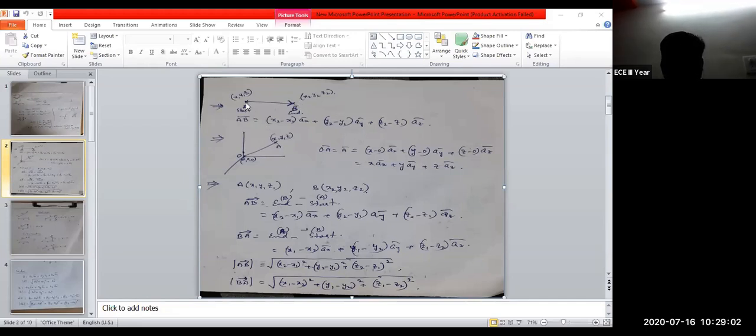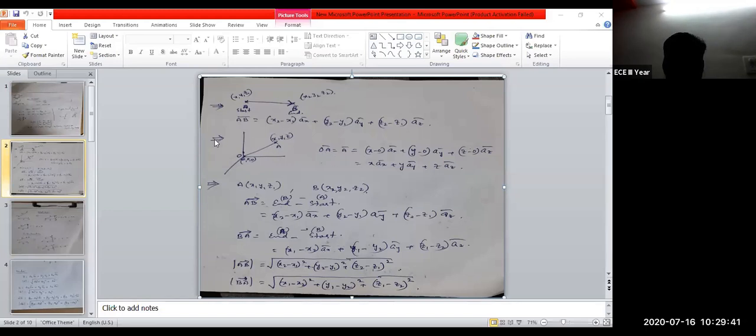So this is the starting point and ending point of AB bar. Suppose the starting point is placed at the center of the coordinate system, then x1, y1, z1 becomes 0, 0, 0. Any vector will have its own starting point and its own ending point. So the starting point here is 0, 0, 0 and the ending point is x, y, z. The starting point is O, O means origin, and the ending point is A. OA bar is equal to A bar, that is equal to x minus 0.